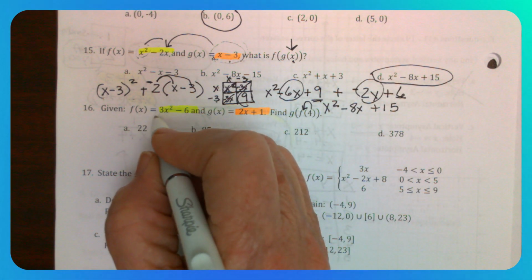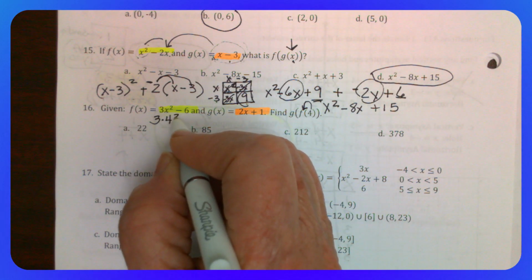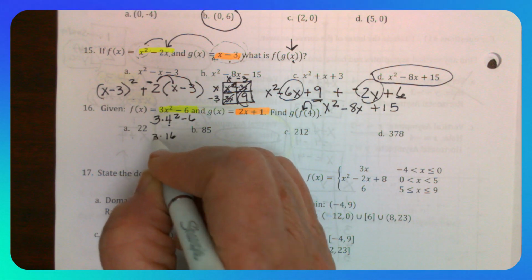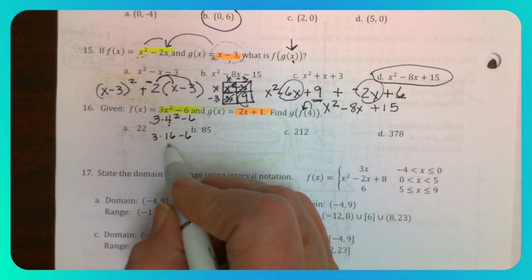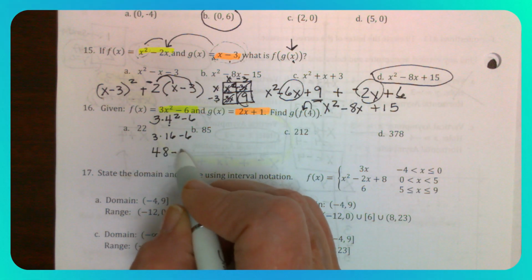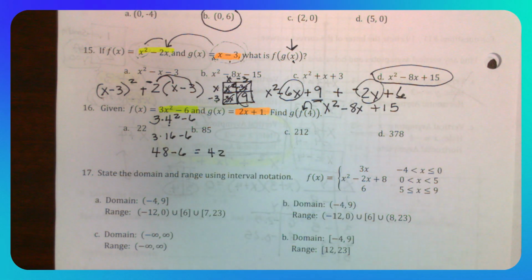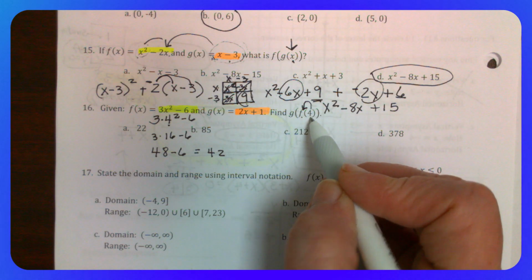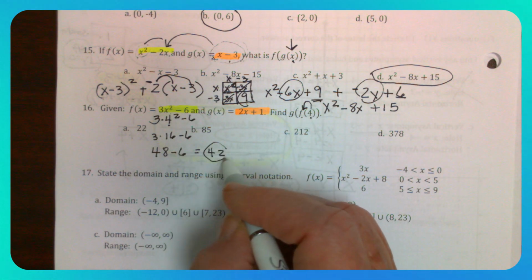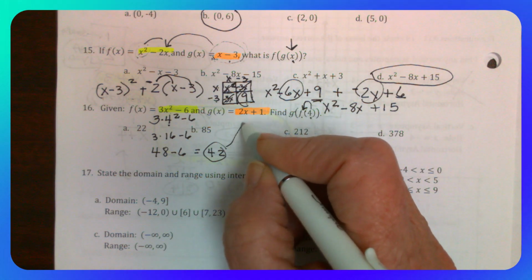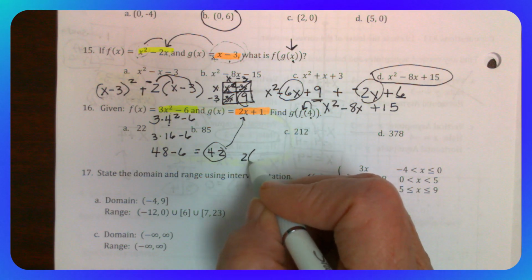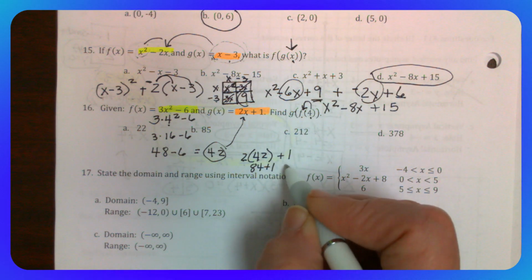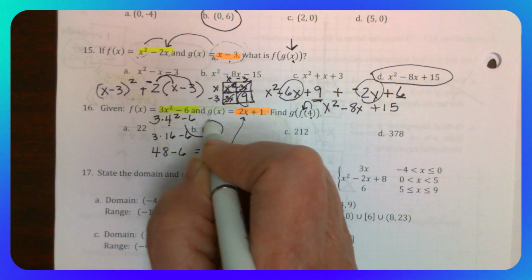Here's function f. So 3 times 4 squared minus 6. All right, we square this first. We get 16 times 3. And then we're going to subtract 6. 16 times 3 is 48. Minus 6 equals 42. Okay, so now that we have f of 4, we put 4 in, we got 42. We're going to take that and put it into g. So 42 right here for x. 2 times 42 plus 1. 2 times 42 is 84, plus 1 is 85. So our answer is B.